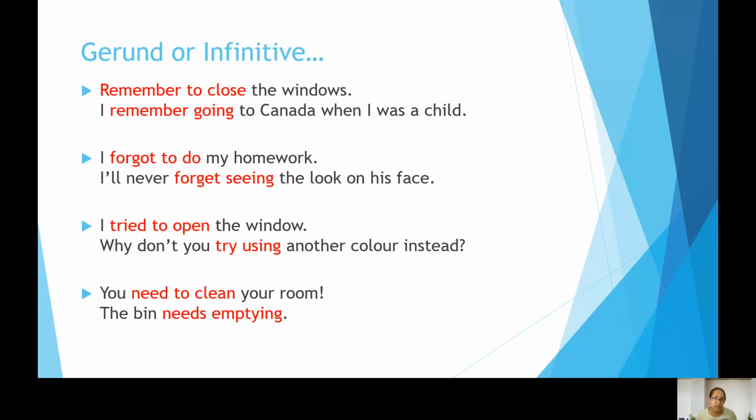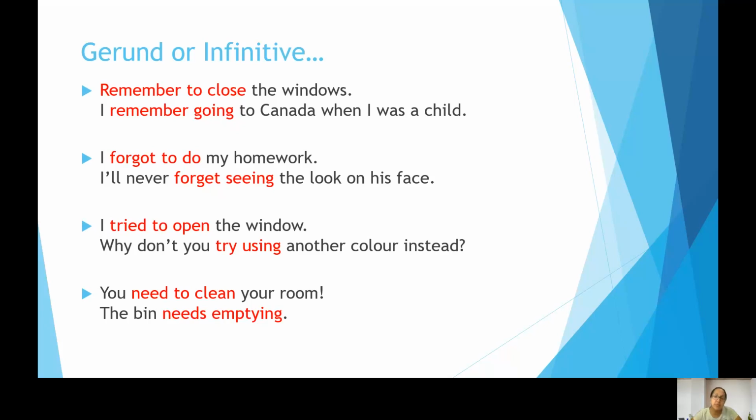I forgot to do my homework. I didn't remember. Whereas I'll never forget seeing the look on his face. Forget with a gerund, you are talking about a memory again. Okay, so remember or forget with a gerund, you're talking about a memory.